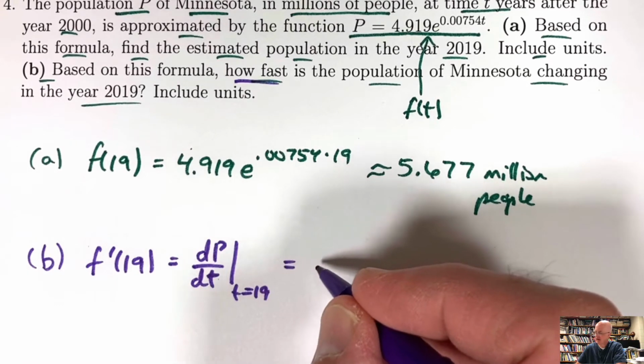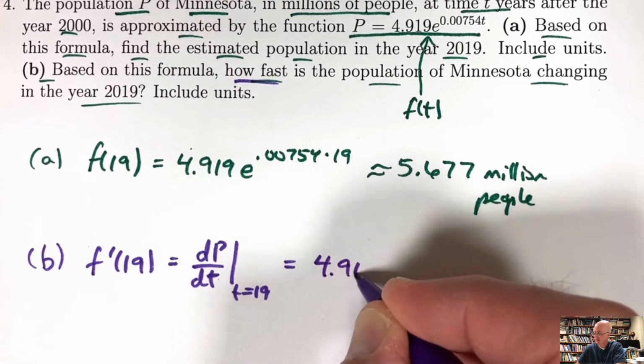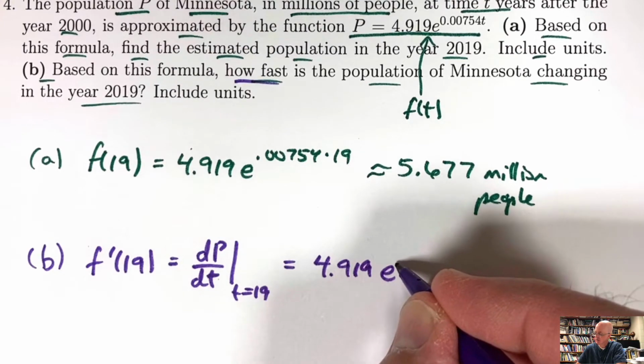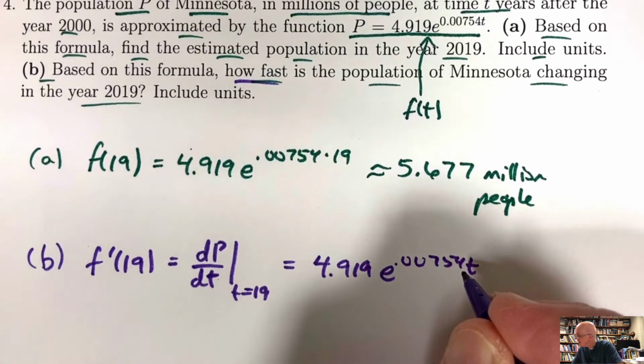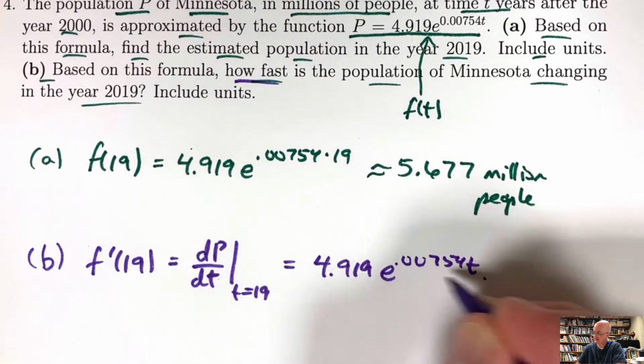The derivative of the outside function, 4.919 times e to the t, is itself 4.919 times e to the t. But remember, with the chain rule, you need to plug in the inside function. So I get a 0.00754 times t. And then the chain rule says multiply times the derivative of that inside function.